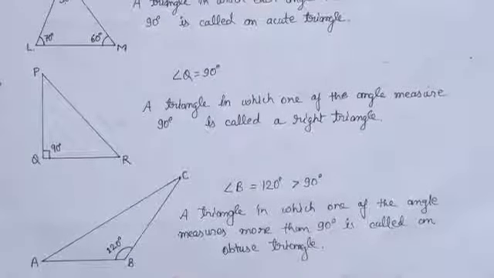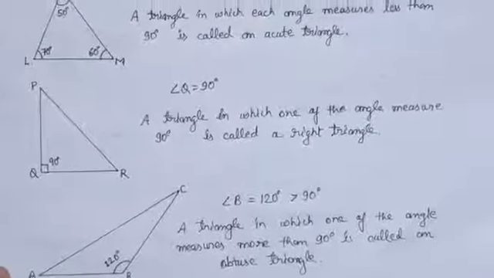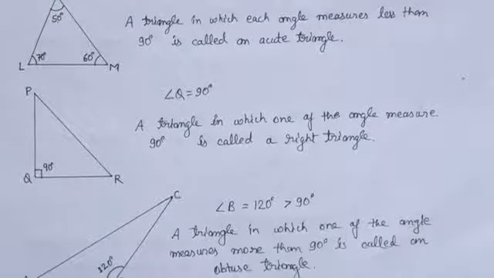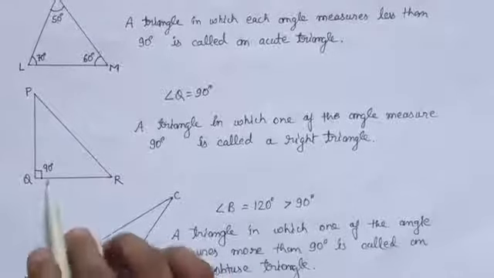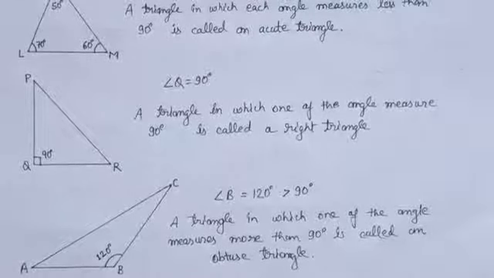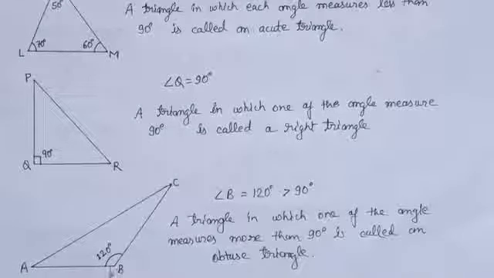So students, I hope it is clear that there are three types of triangle based on the angles. First, acute triangle. Acute triangle is that triangle in which each angle measures less than 90 degree. Right triangle is that triangle in which one of the angles measures 90 degree. And obtuse triangle is that triangle in which one of the angles measures more than 90 degree.